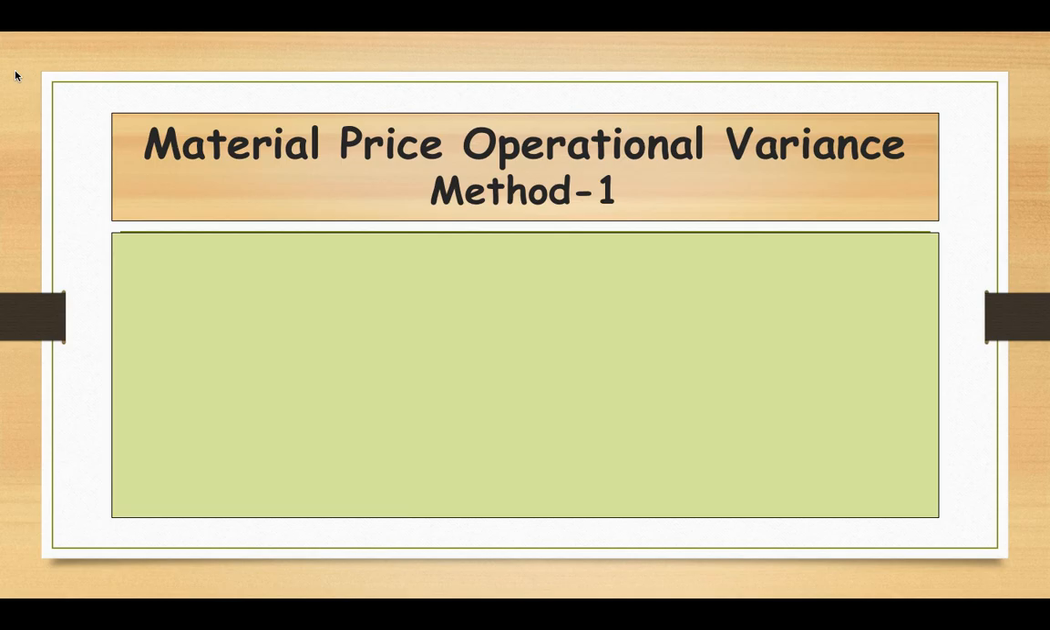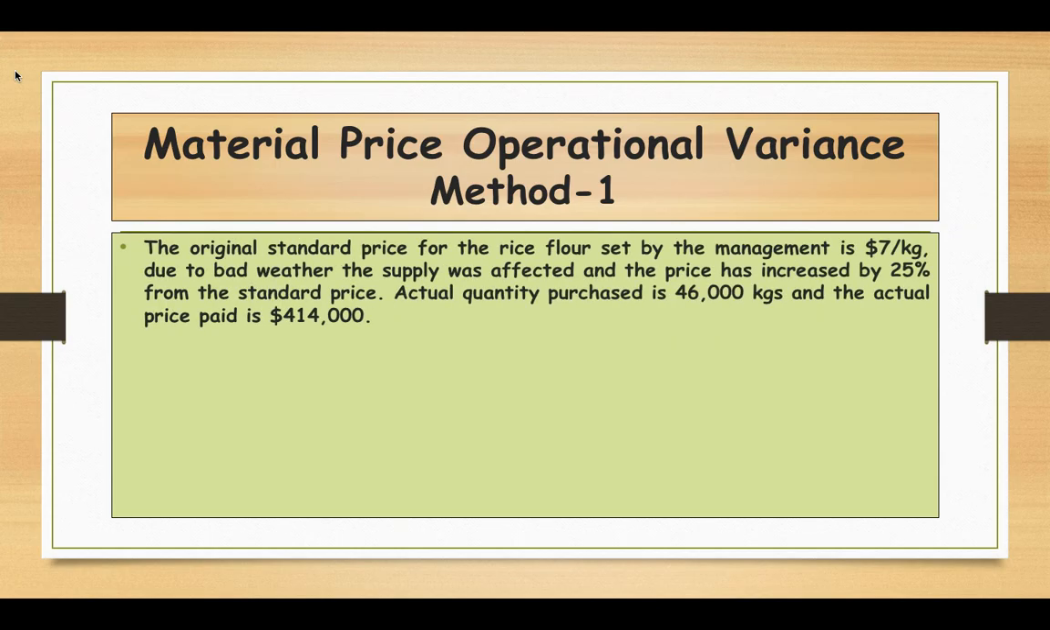So we are going to calculate the material price operational variance using our method one. So the same question, $7 per kilogram. This is our ex ante price. And there was a 25% increase. And they bought 46,000 kilograms. And the actual price they paid is $414,000. So we are going to see how to calculate the material price operational variance.